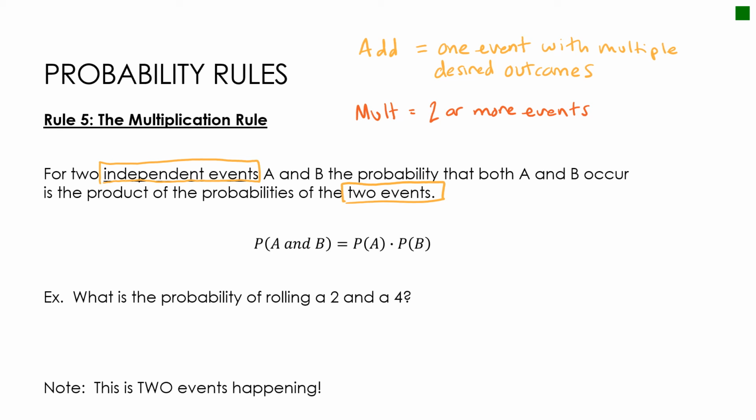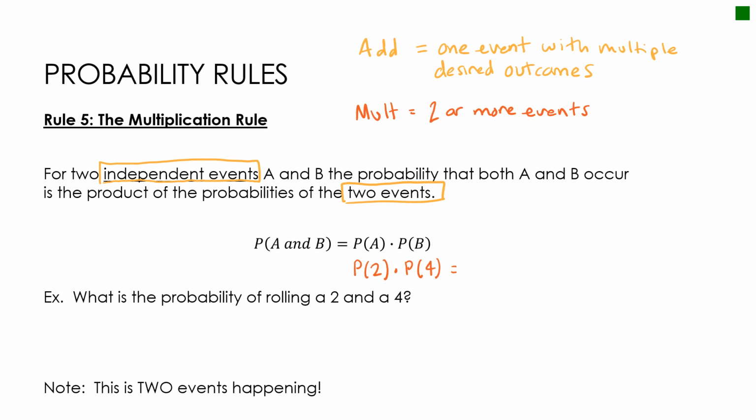And so in this case, if I'm saying, what's the probability of rolling a 2 and a 4, that essentially means, what's the probability that I roll a 2? What's the probability that I roll a 4? Then I'm going to multiply them because that would be the probability that I have rolled a 2 and then rolled a 4.